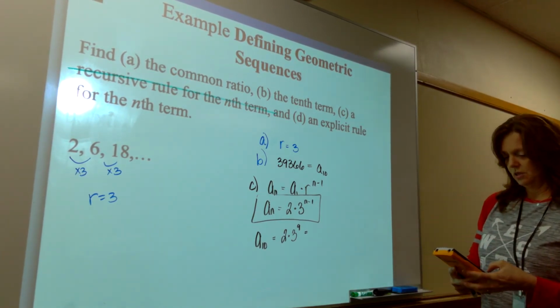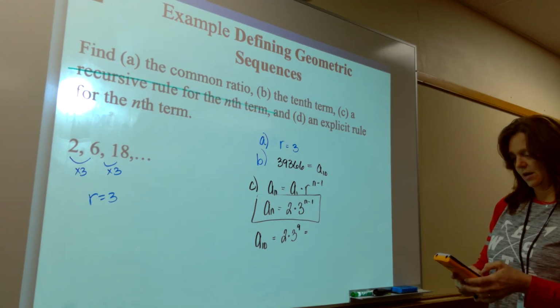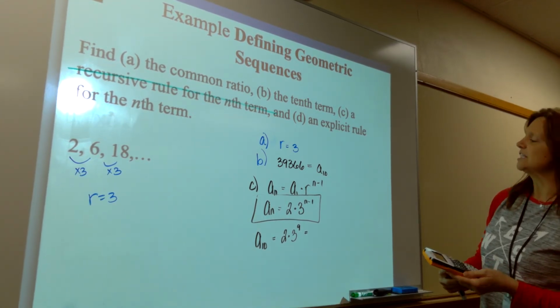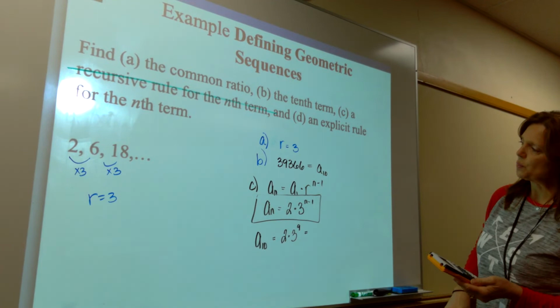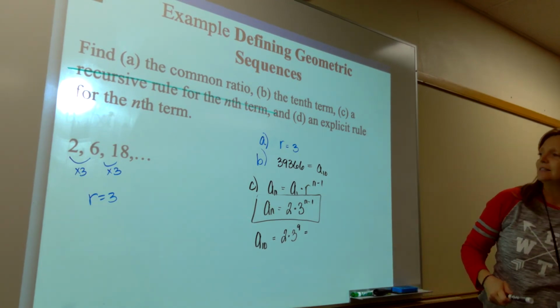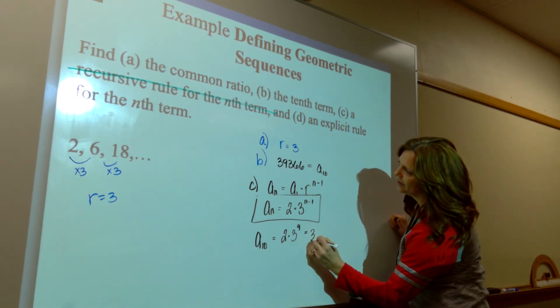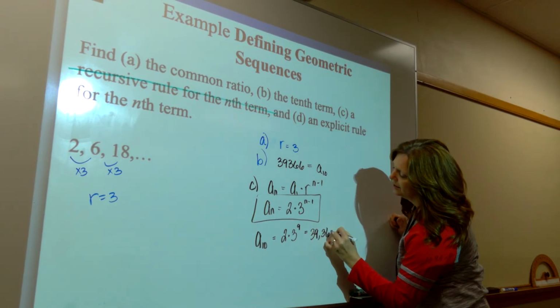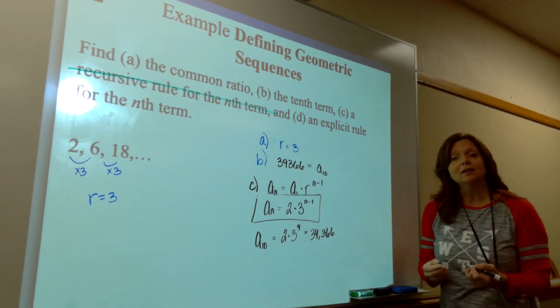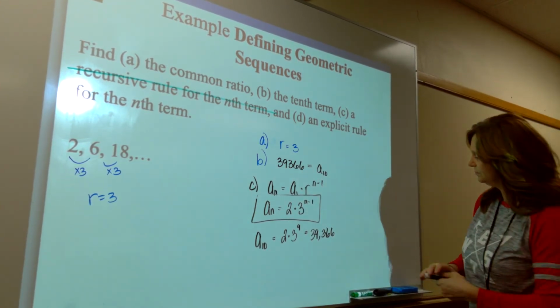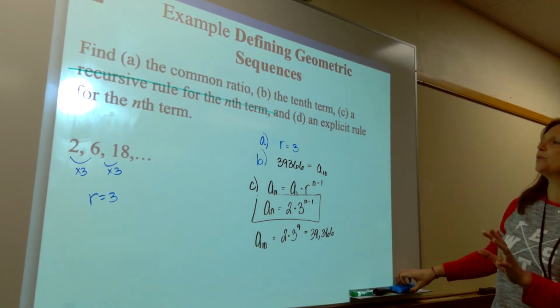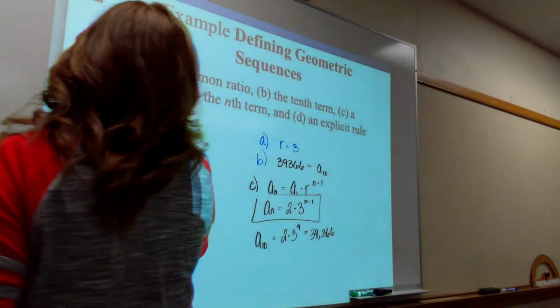So 2 times 3 caret 9. Yep, and of course it does. It gives you the 39,366. All right, so again, 2 different ways to get that 10th term. Okay, so those are both pretty straightforward examples.